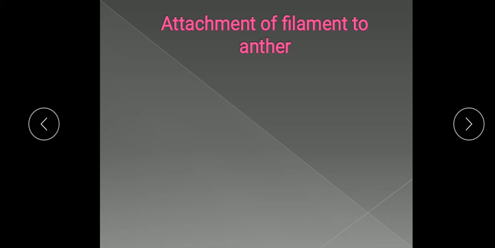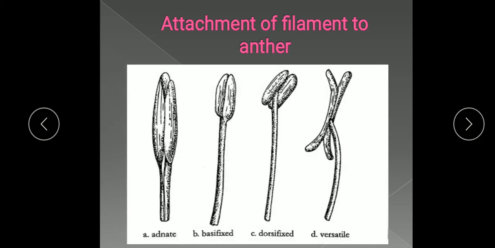Next terminology we will study: attachment of the filament to the anther. Further, these terms we are going to study just for the practical purpose, which you will have in the 12th class. That is why I am explaining you here. So, attachment of filament to anther. We'll see four conditions: adnate, basifixed, dorsifixed and versatile. Let me see what is the meaning of adnate. Here the filament is running the whole length of the anther. So the attachment of filament is with the whole length of the anther.